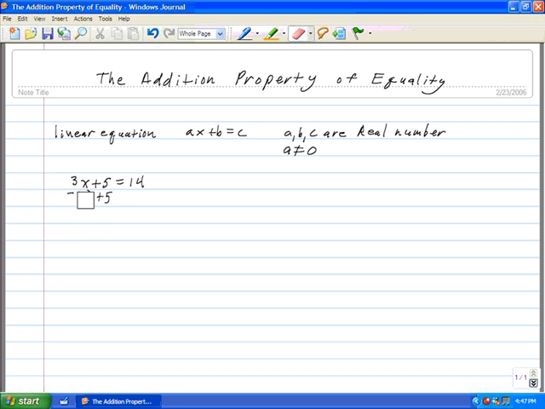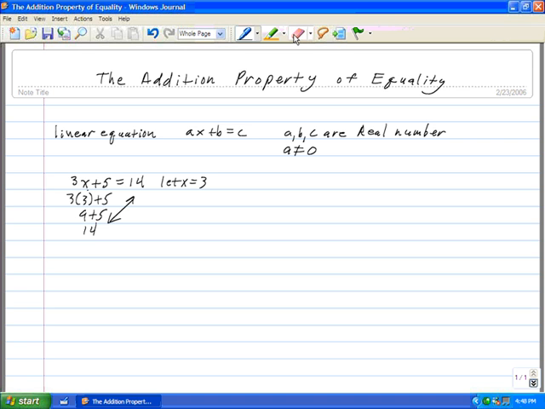So we want to get rid of that. We don't want to use 0. A solution to this equation is a value that I can put into the variable and get a true statement. Now if I let x equal 3, then I would have 3 times 3 plus 5, which is 9 plus 5, which is 14, and we see that 3 therefore is a solution to this equation.